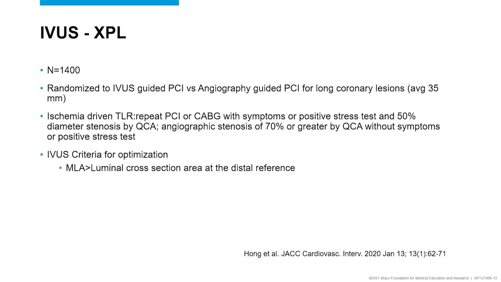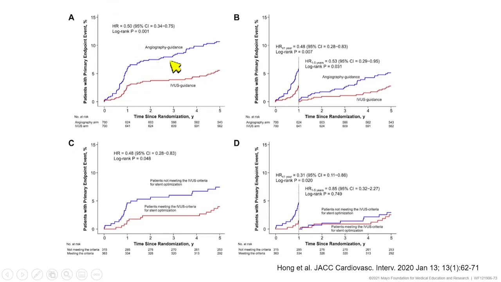The other bigger trial was the IVUS XPL trial. Again, a large number of patients. These were longer lesions, average length of about 35 millimeters. Patients were randomized to IVUS-guided PCI versus angiography-guided PCI. Their primary endpoint was ischemia-driven TLR, and their IVUS criteria for optimization was simpler. You had to have an MLA of greater than the luminal cross-sectional area at the distal reference. And here again, there was a difference between angiography-guided and IVUS-guided PCI going out to 5 years.